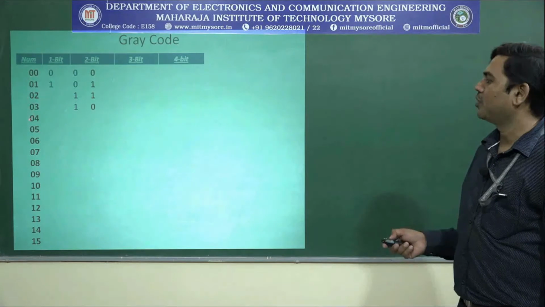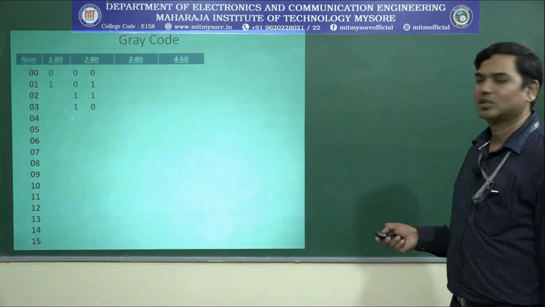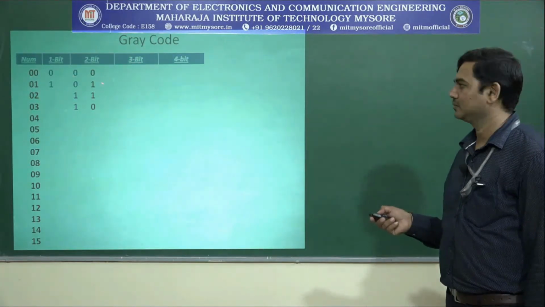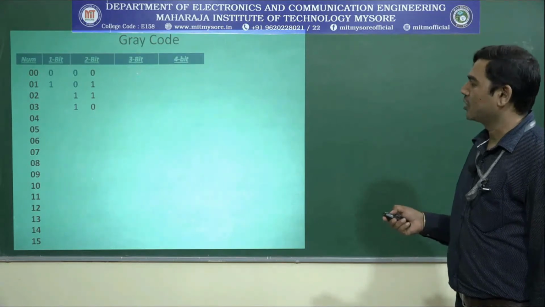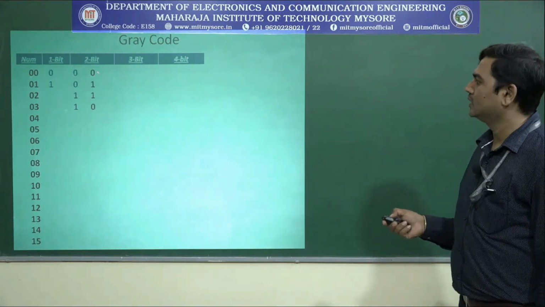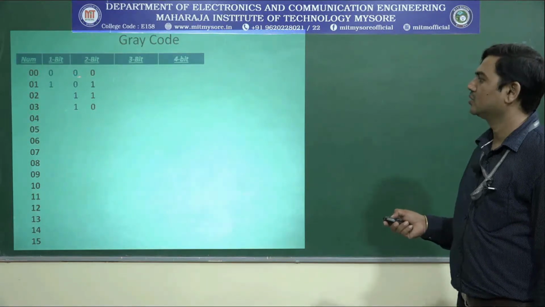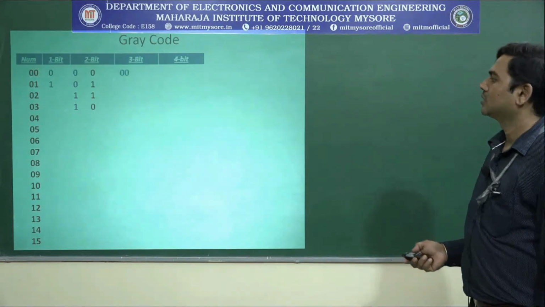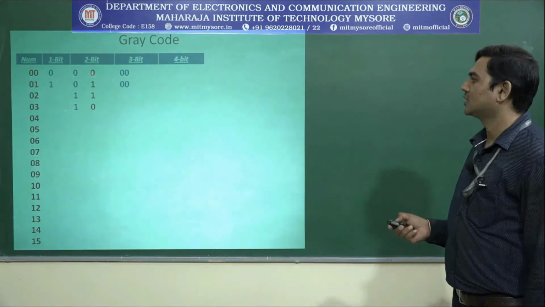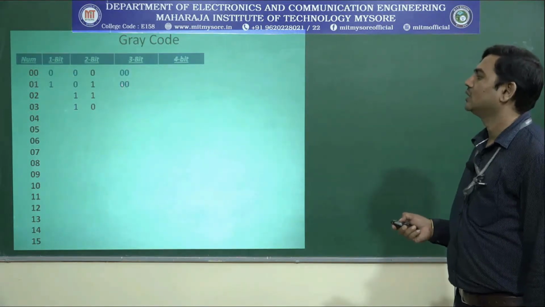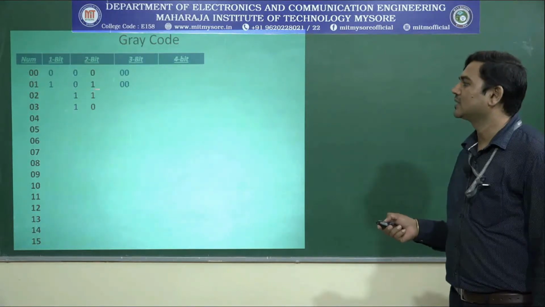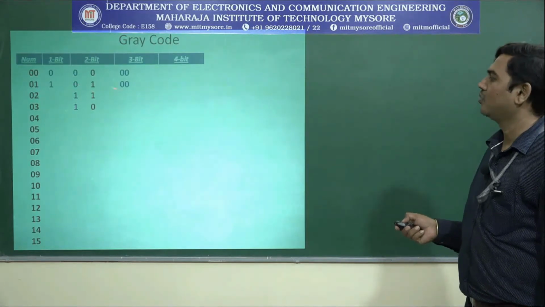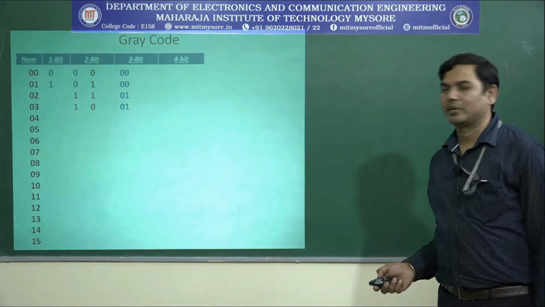Next, is it possible to represent 4 using 2 bits? No. So, let us move on to the third bit, 3 bit representation. Here, what you should do is try to repeat this number twice. So, the first number is 0 0. You need to put 0 0 two times, 0 0 0 0. So, this number is now repeated twice. Then what is the next step? Let us try to represent the second number twice. The second number in the previous bit representation was 0 1. Now, we will have 0 1 0 1.